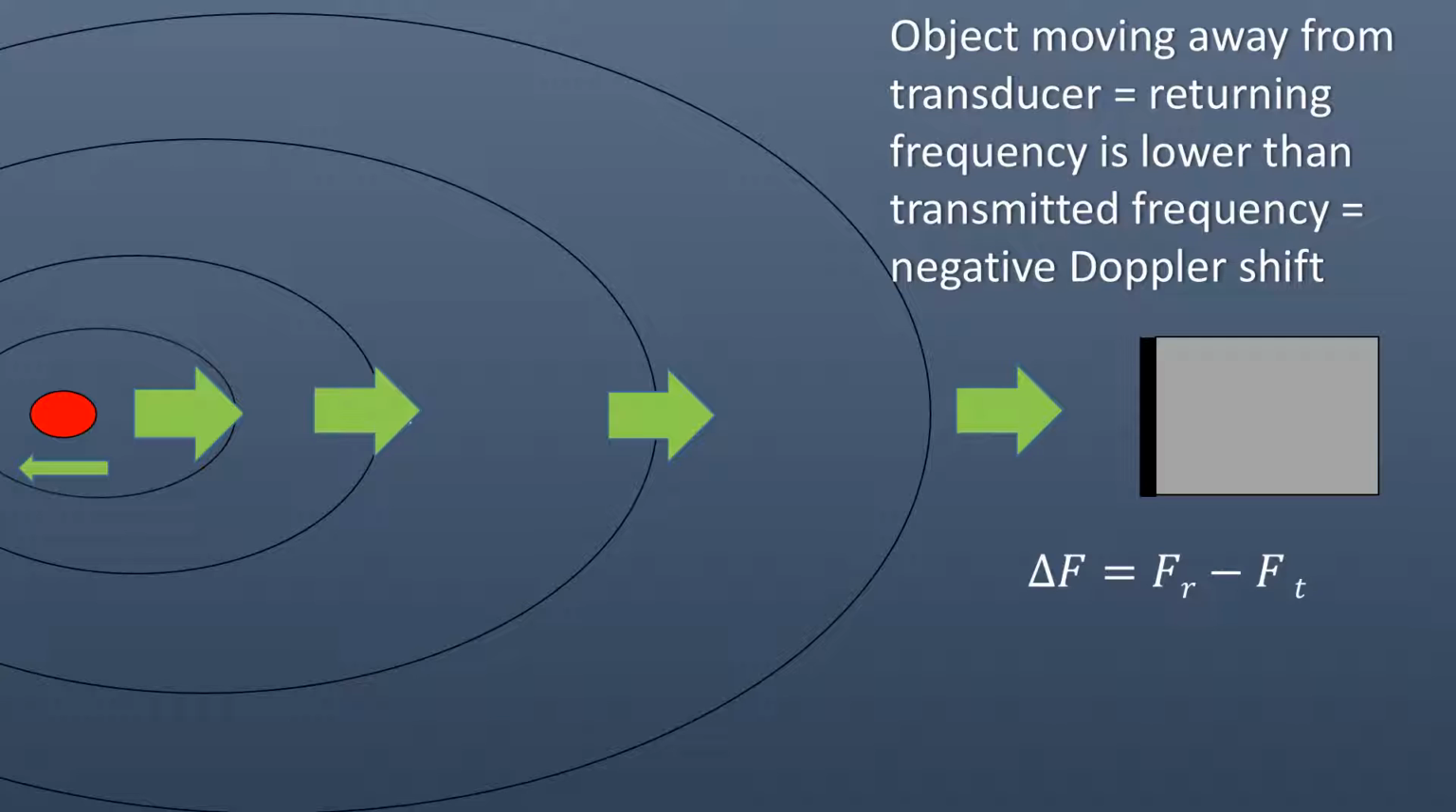And if you look at the equation below, you see that delta F, which is the frequency shift, is equal to the received frequency minus the transmitted frequency. So we're going to plug in some numbers just to make that make a little more sense. Let's say that the transmitted frequency was 4 megahertz and the received or bounce back echo is 2.5 megahertz. That's going to result in a negative Doppler shift because it's going to be a negative 1.5 megahertz.